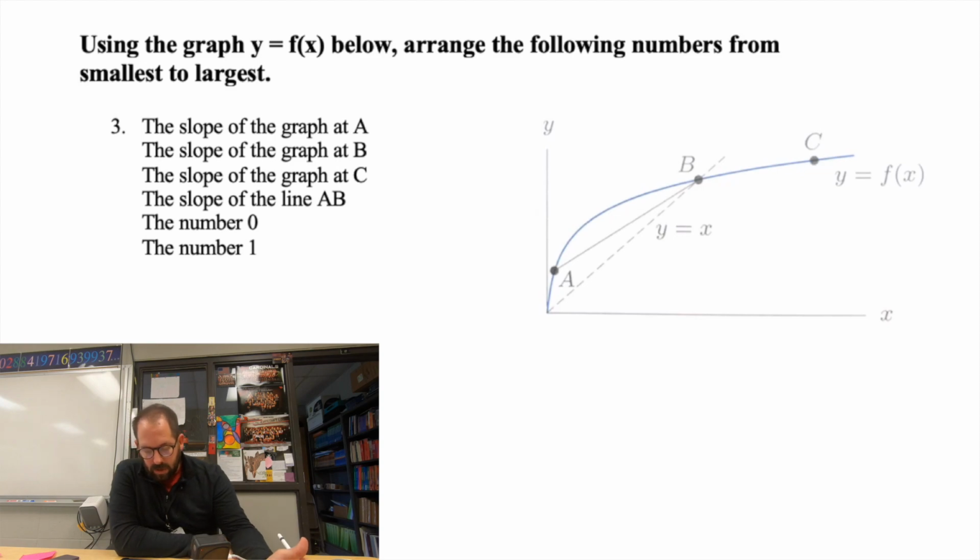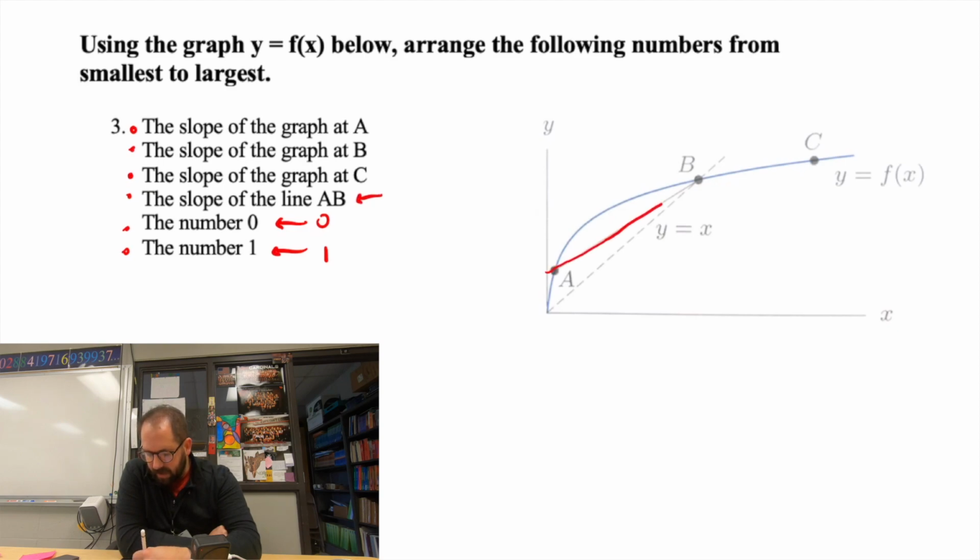So what they're doing on this one, they want you to organize these numbers from least to greatest, smallest to largest. You don't have to find what these numbers are. You just have to tell me which one's the smaller number. So we have the number 0, obviously, and the number 1. What is the slope of line A to B? If I was just guessing, is it positive or negative?